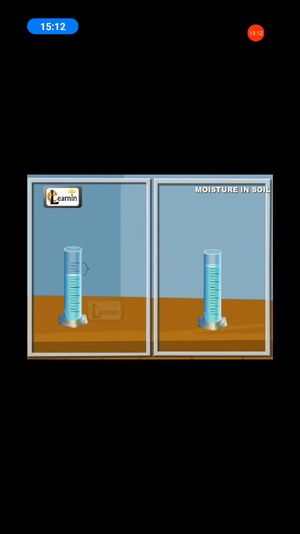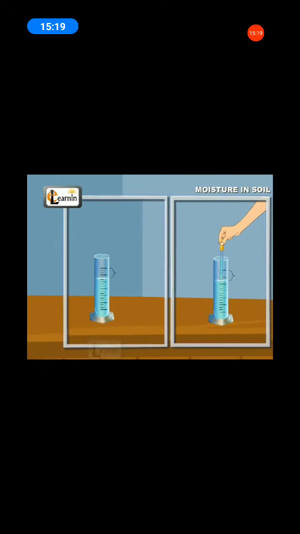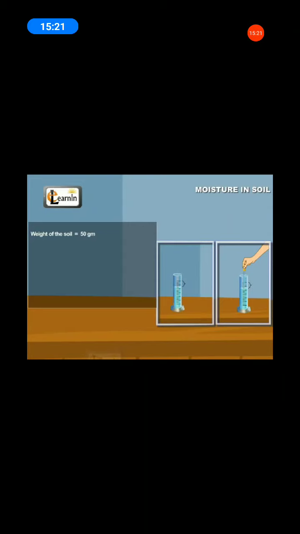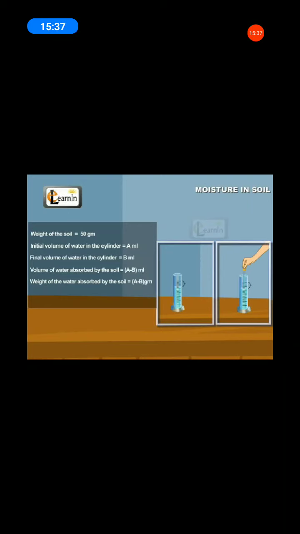Subtract the amount of water in the measuring cylinder from the amount you started with. This gives the water retained by the soil. Record the results as follows. Weight of the soil: 50 grams. Initial volume of water in the cylinder: A ml. Final volume of water in the cylinder: B ml. Volume of water absorbed by the soil: A minus B ml. Weight of the water absorbed by the soil: A minus B grams. Percentage of water absorbed: (A minus B) by 50 into 100.